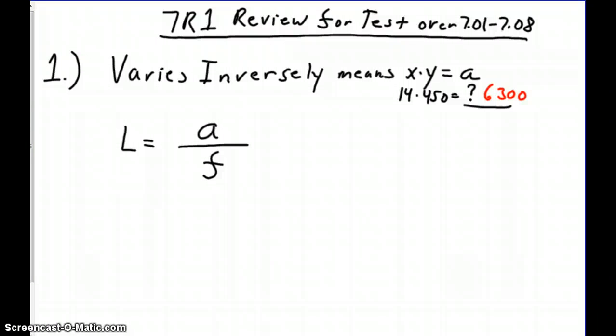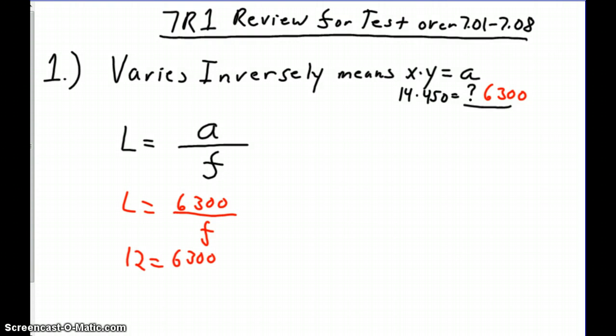So you're going to go up here and put down L equals 6,300 divided by the frequency. Now, what is it they're asking you about? They're asking, if the violin is 12 inches in length, so this is 12 inches in length, and they have 6,300 divided by F.